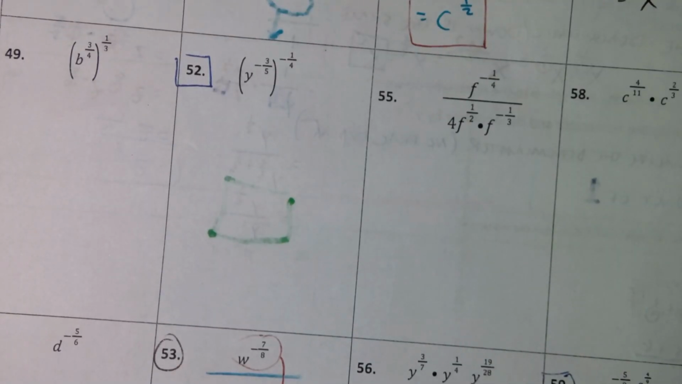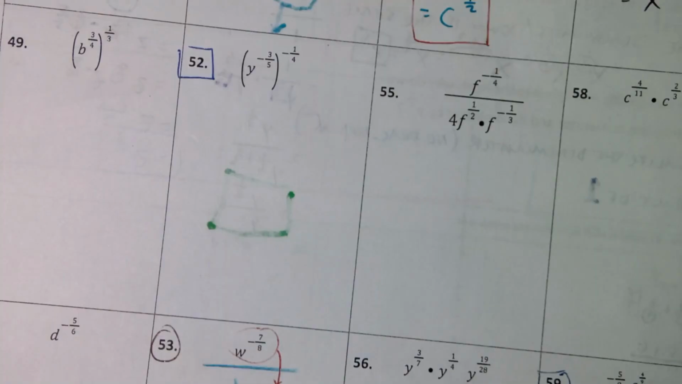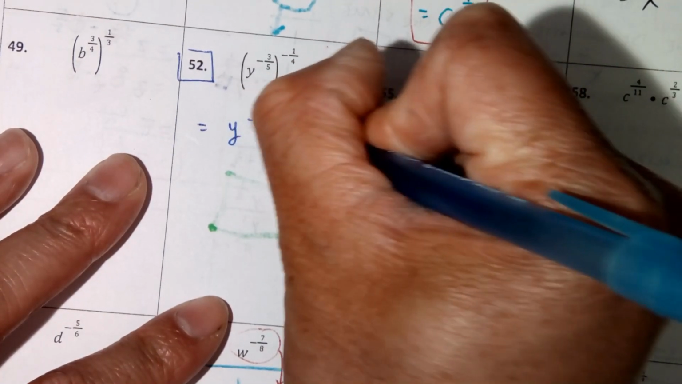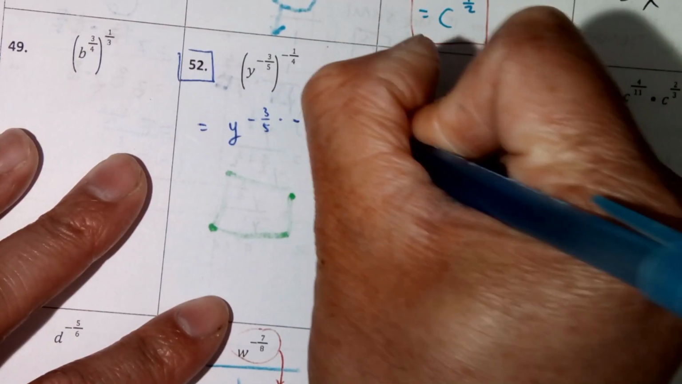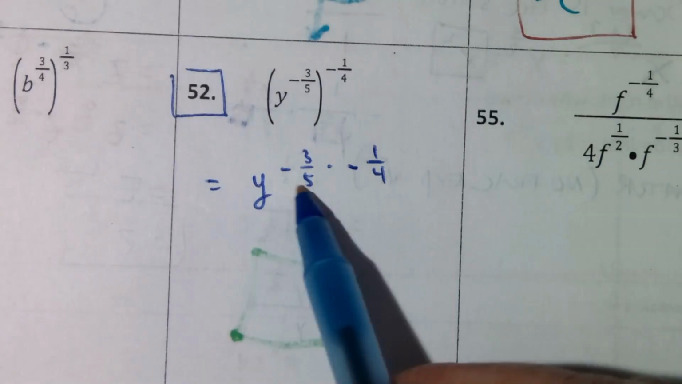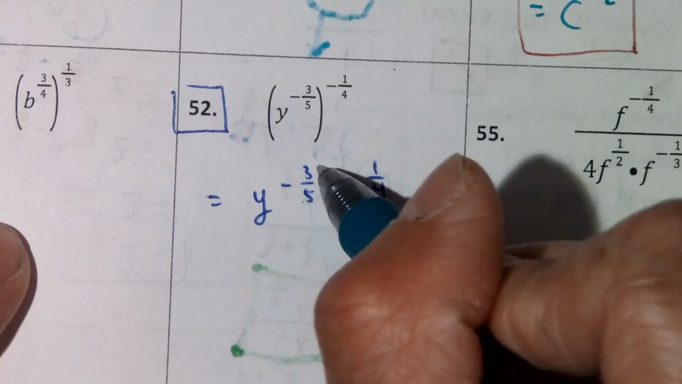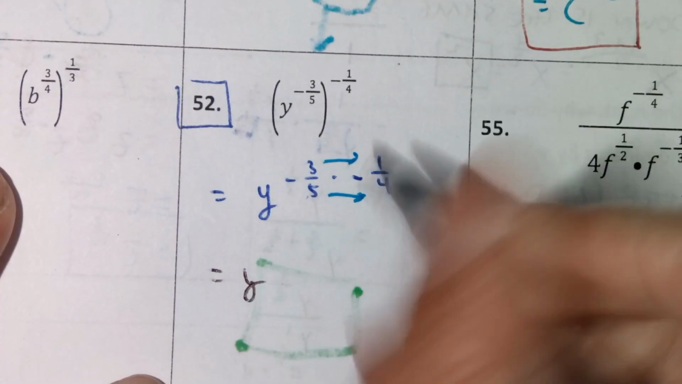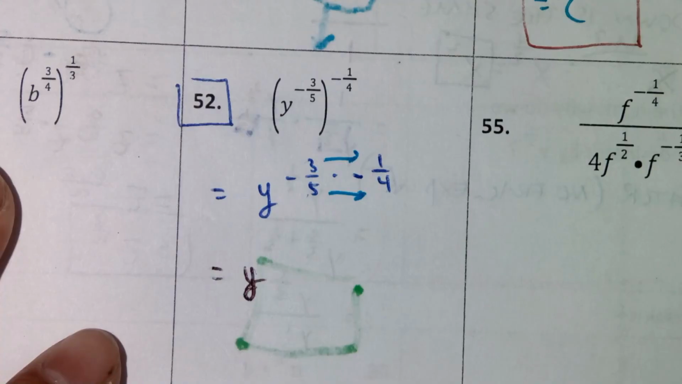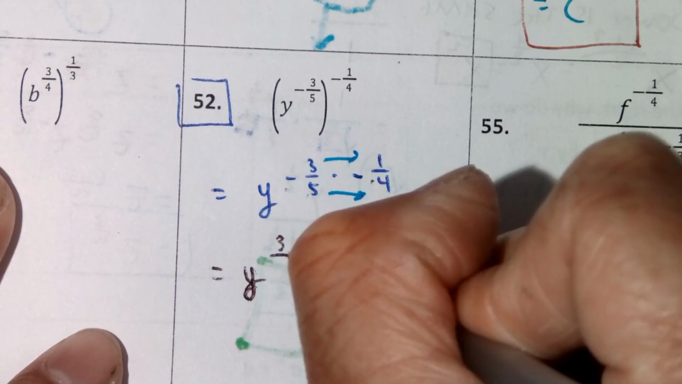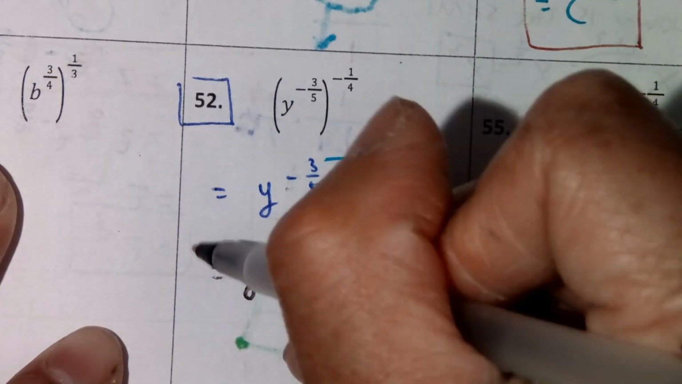Alright, question number 52. You'll recognize there's only one base, but there are two exponents, so that is a power to a power. So we actually just multiply those. -3/5 times -1/4. Unlike addition, you don't have to have a denominator be the same, so you can just multiply across. Let's go ahead and multiply across in our problems. So negative times a negative is a positive. I'm going to get 3/20. And that's our answer.